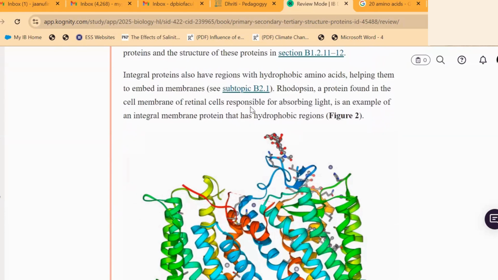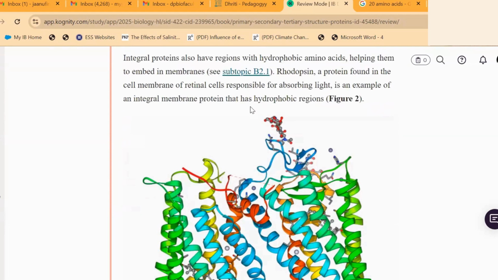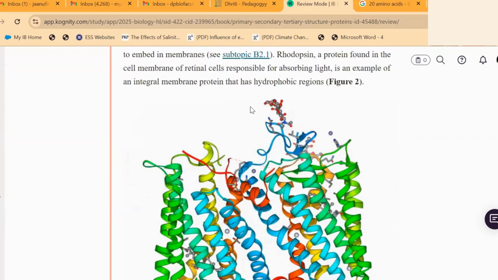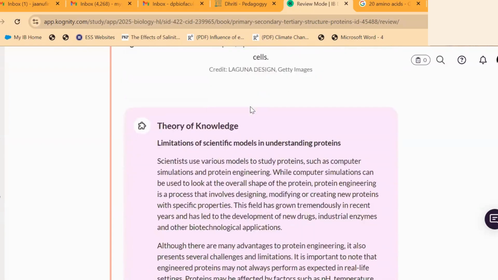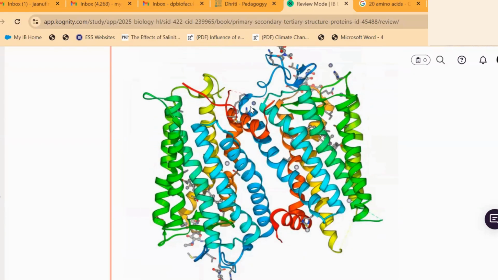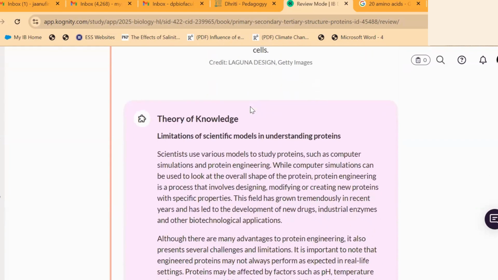You would have also heard about integral proteins. Where did you hear about integral proteins? In the phospholipid bilayer, they're embedded in. Yes. So one example is rhodopsin. Rhodopsin is a protein found in the cell membrane of the retinal cells, retina. All right. And they are responsible for absorbing light. So this is one of the integral proteins that has hydrophobic regions. So this is also an example of the tertiary protein which we are talking about. This is how the three-dimensional structure looks.